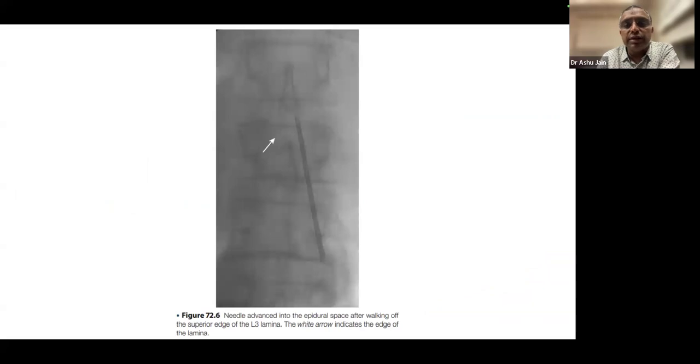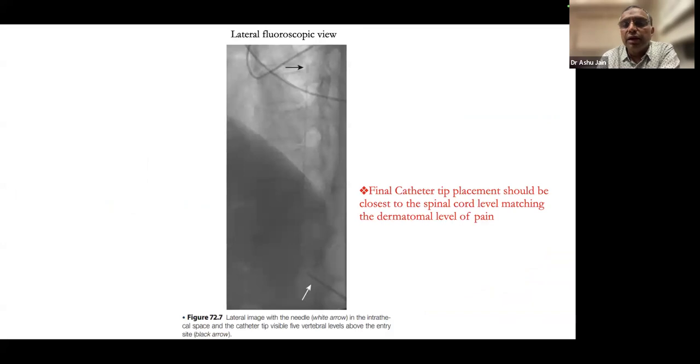You can see the needle is starting at 1 level below, going up, and then it is a catheter. Usually minimum you should have 2 levels above the point of entry, and there is a complication called catheter tip granuloma.